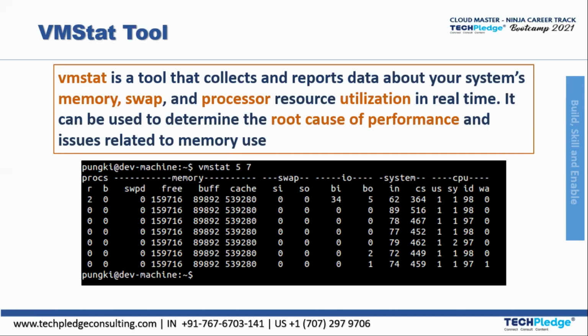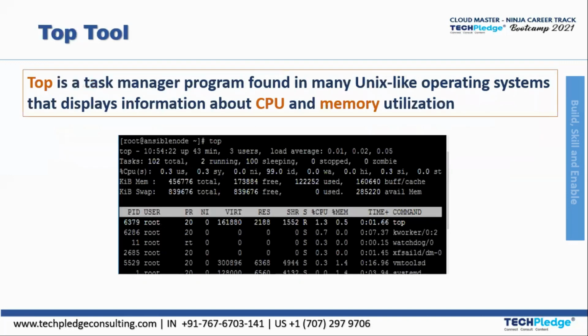So vmstat is a tool that will collect and report data about your system's memory. It gives information about swap and processor resource utilization in real time. It can be used to determine the root cause of performance issues related to memory use. So basically everything related to your memory, troubleshooting your performance related to memory, we can just go with vmstat.